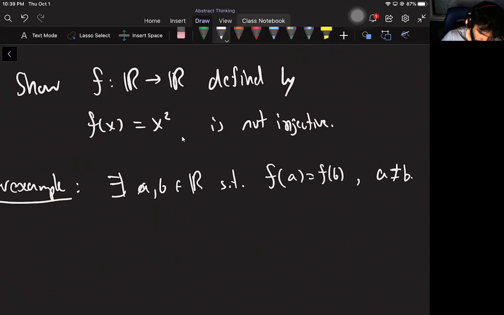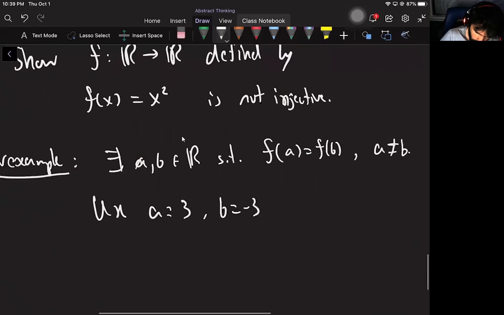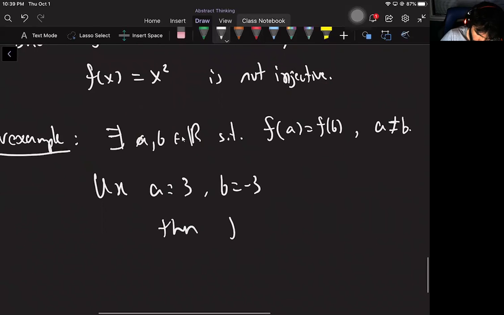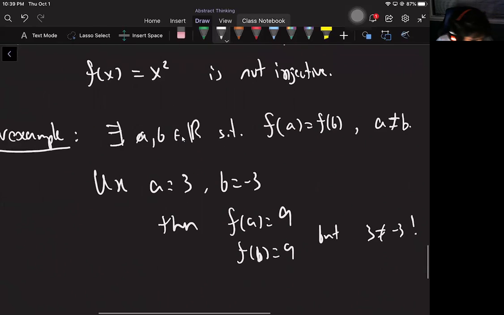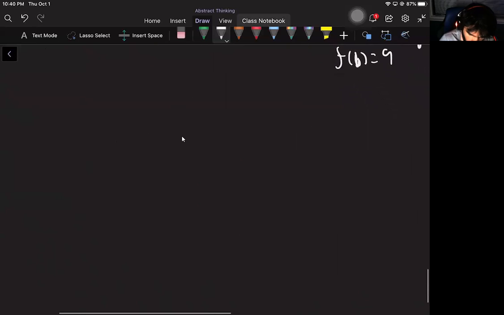So there's lots of counterexamples. I like this one. Use a equals 3, b equals -3. So then f of a is 9, f of b is 9, but 3 does not equal -3. So two different elements go to the same place, so f is not injective. Okay, that's typically how counterexamples will work for injectivity.